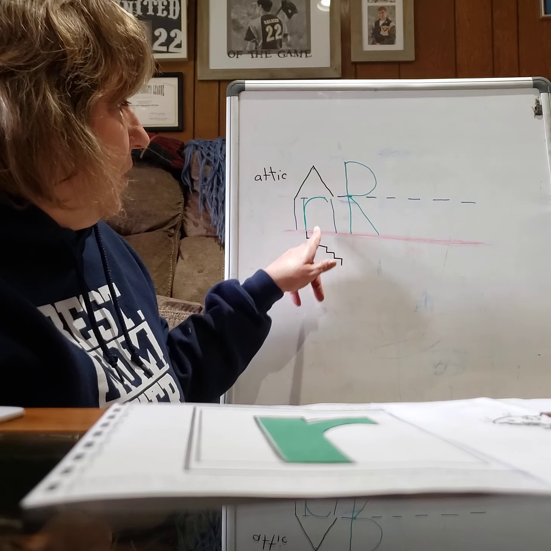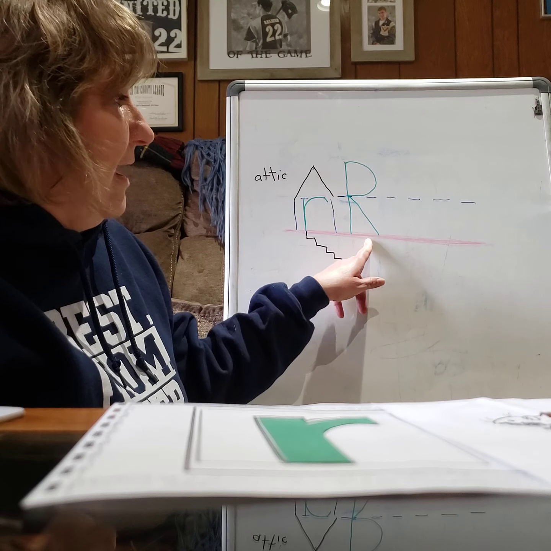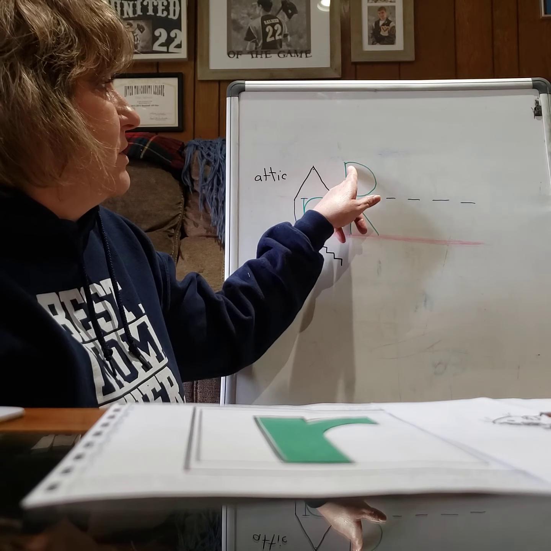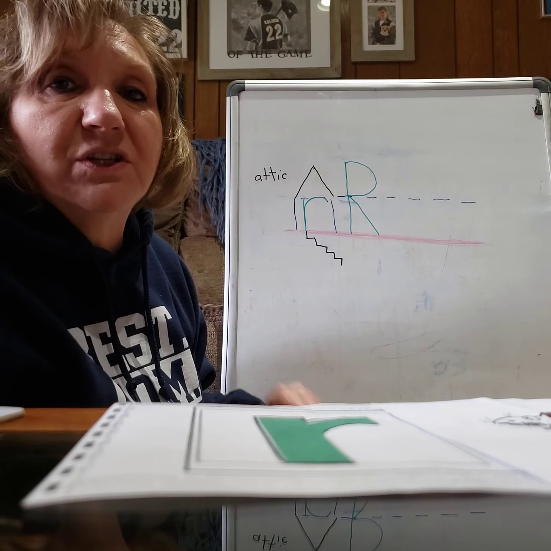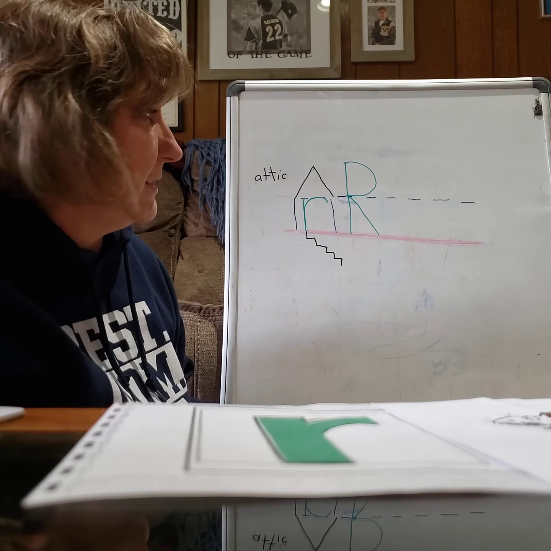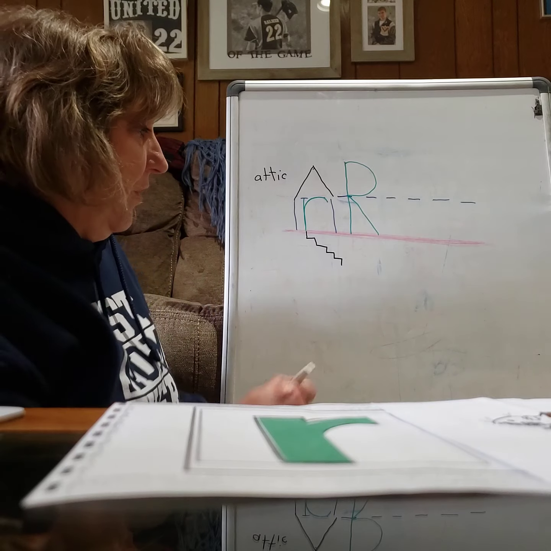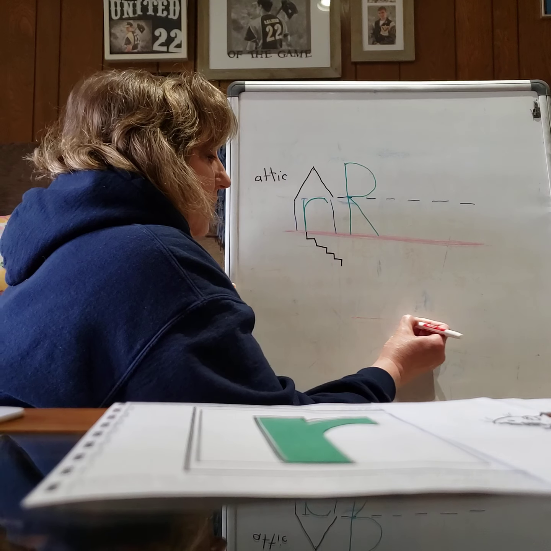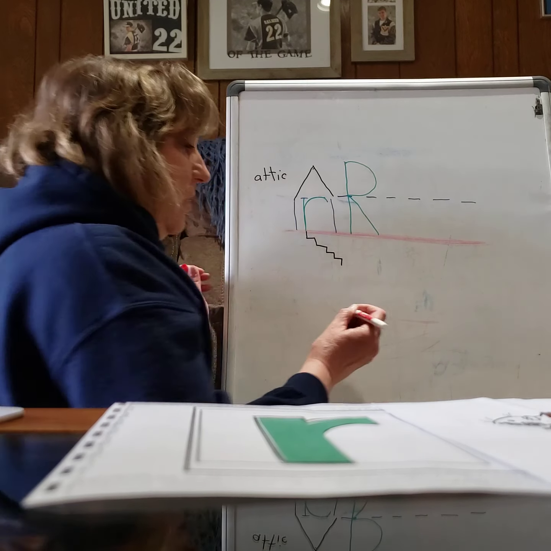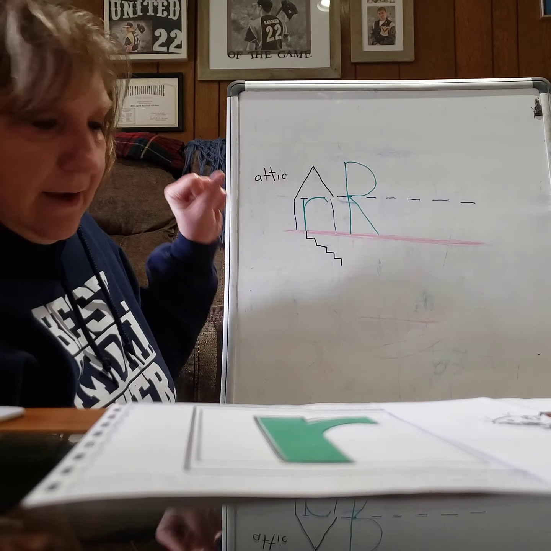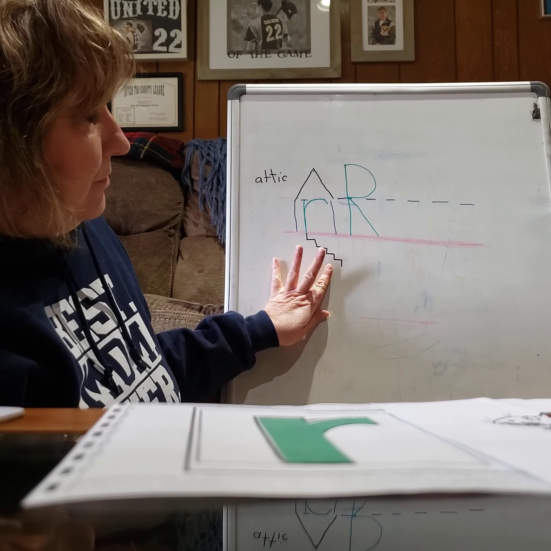So this lowercase r looks like this. It looks different than capital R. And capital R starts in the attic, but lowercase r just starts right on the ceiling. It's a little bit smaller. Now we need to draw our rat. So here is our line that we draw our letters on, and let's say the word rat. Rat. R-A-T.